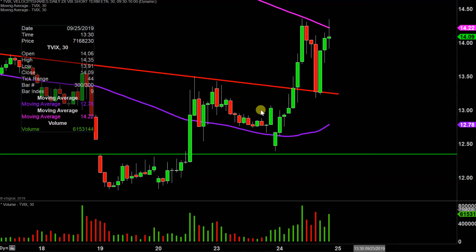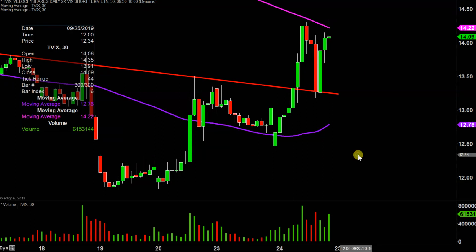I did this analysis last week, so that is where this red line and the green line down here are coming from. I'm going to go ahead and get rid of that green line. It doesn't pertain anymore to the chart. But as far as this resistance trend line right here is concerned, it definitely pertains to the chart.